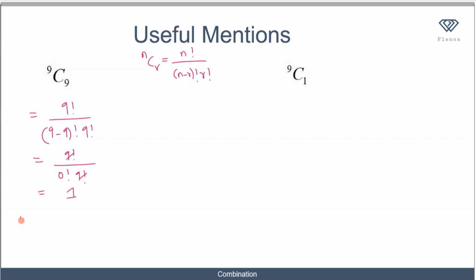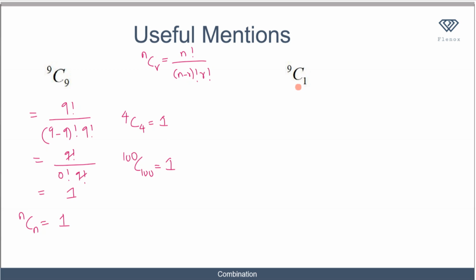So when you have something of the form n combination n, that is, n and r are equal, you always get 1. For example, 4 combination 4 is equal to 1. 100 combination 100 is equal to 1. Provided the n and the r are the same, you get 1.